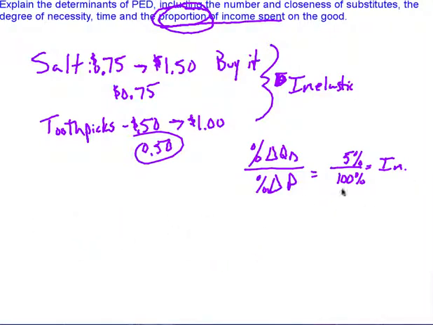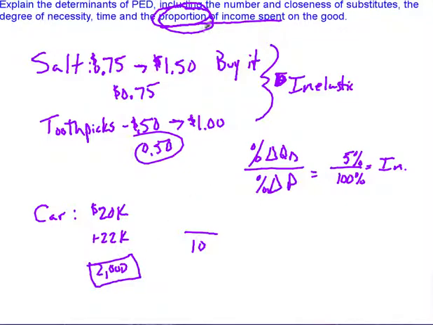All right, how about a car? So you're looking at a car, let's say, and the price is $20,000. All right, what if there is a 10% increase in the price of the car? That goes up to $22,000. All right, and so that's a $2,000 change in the price, and so that would be a pretty significant portion of many people's income.